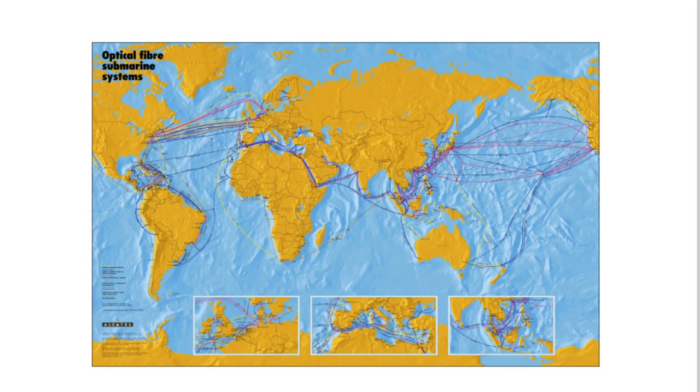And this is a very important picture, because this picture will communicate the role of fiber optic communication in the entire world. You can see these are the submarine fiber optic cables. Submarine means what here? Submarine means under the sea.